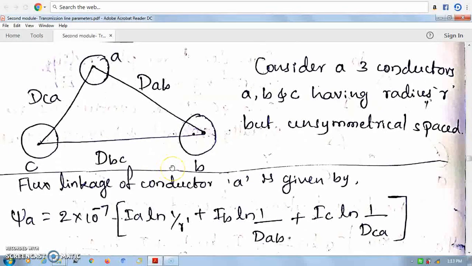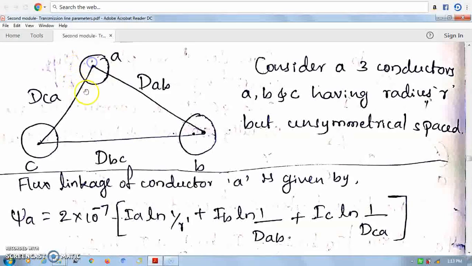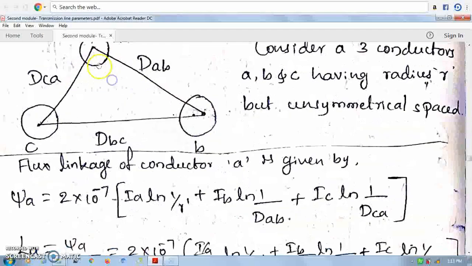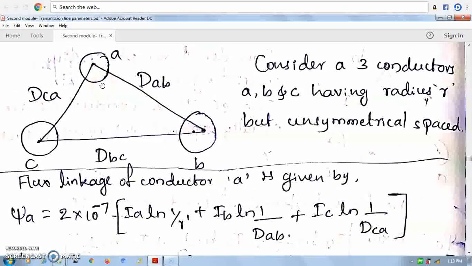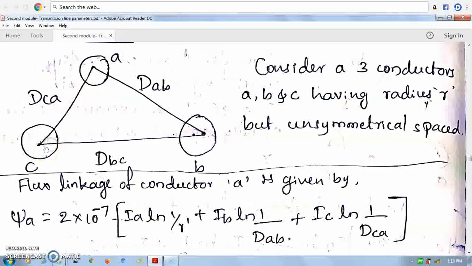These are unsymmetrically spaced conductors. See, flux linkage at the conductor A is equal to what? Flux of the conductor itself, due to B conductor flux on the conductor A, then due to C conductor there is a flux on A.